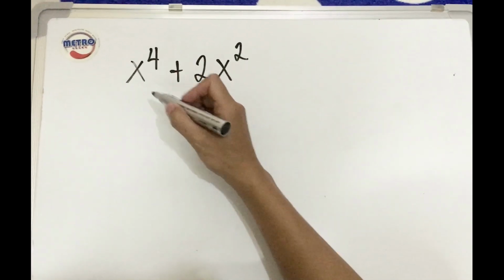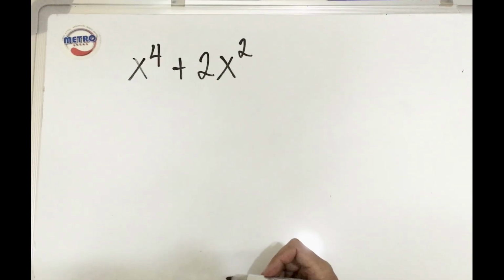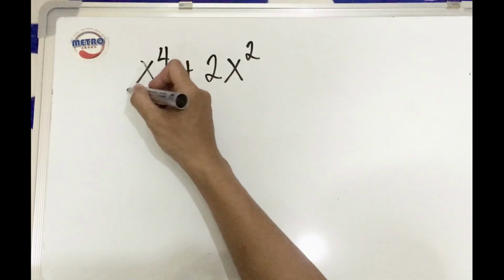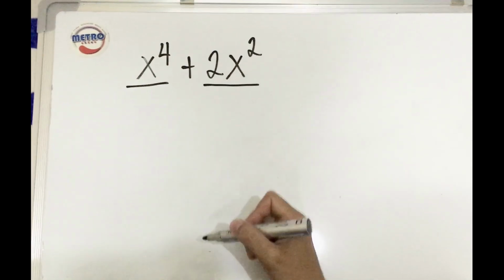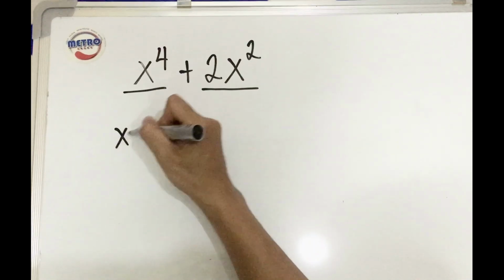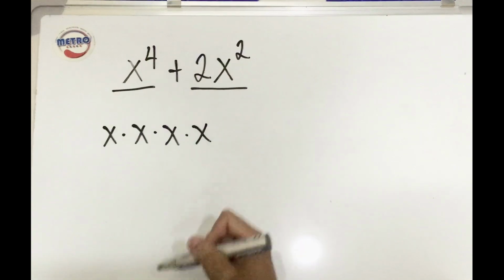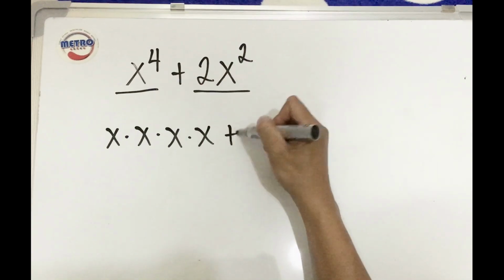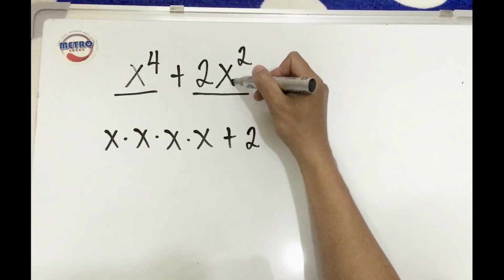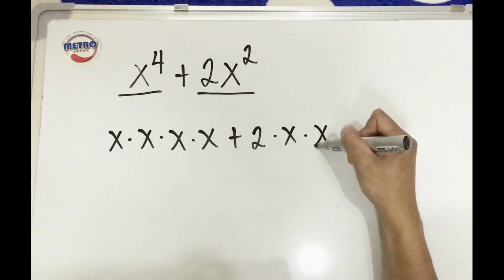Second example, x to the 4 plus 2x squared is another example of binomial. We have the first term and second term. X to the 4th can be written as x times x times x times x. Plus sign, copy 2, then x squared can be written as x times x.